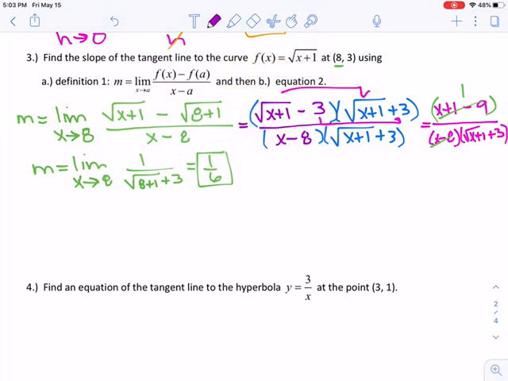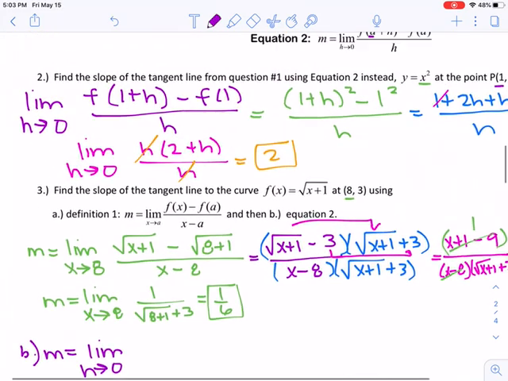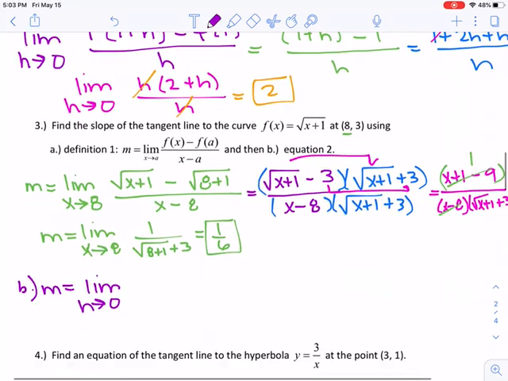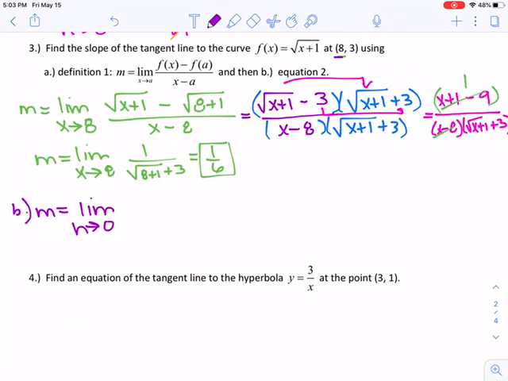So for part B here, we want to find the limit as h approaches 0 of, let's look at our equation, f of a plus h minus f of a all over h. Our a is always our x-coordinate. That's going to be our 8. So we're going to take f of 8 plus h minus f of 8 all over h.